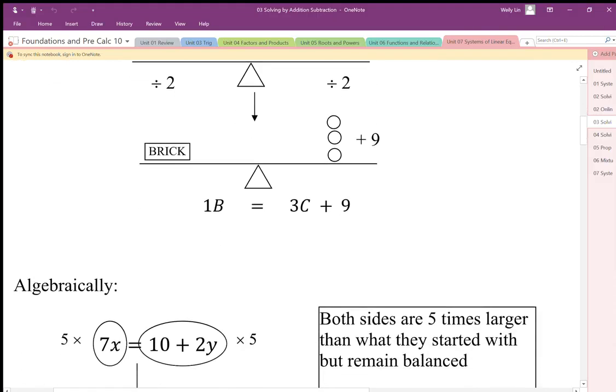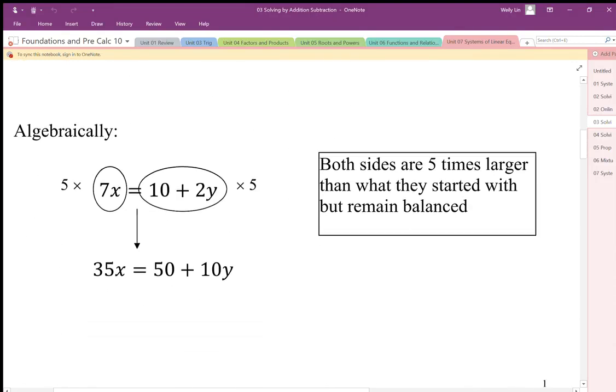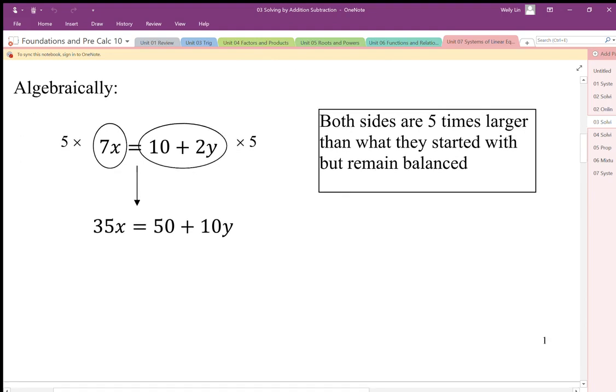So that's one property. We can also do this similarly with multiplication. In this case, 7x equals 10 plus 2y. We can do 5 groups of 7x, which is 35x, 5 groups of 10, and 5 groups of 2y to get the 10y. So this new equation must also be balanced if the original one was balanced to start with.